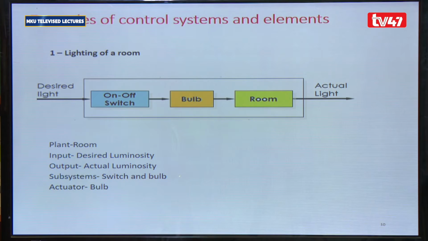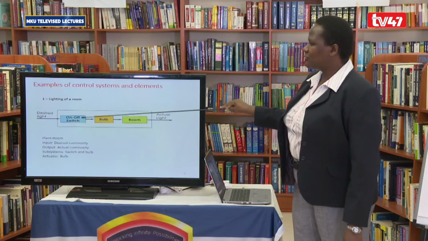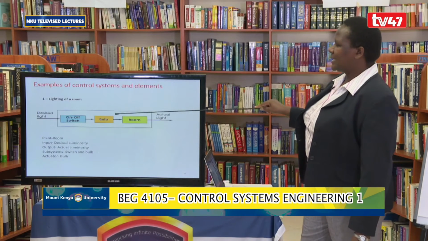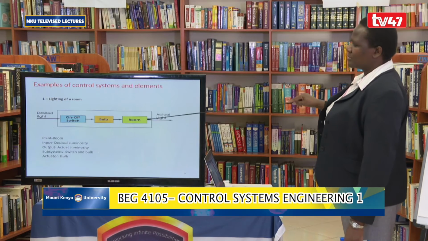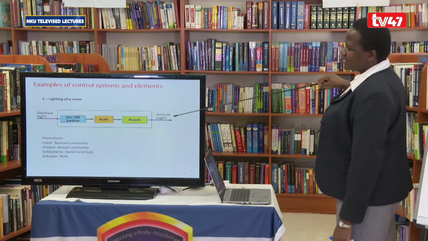So we are going to look at the examples of control systems and their elements. I'll start with the simplest, which is just lighting a room. Take, for example, the room we are working on. We have our switch. When you go inside the room, first of all, when it is dark, you put on the switch, then the bulb will come on to light the room. So you'll get your actual light.